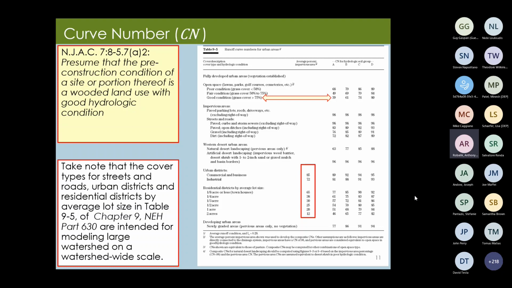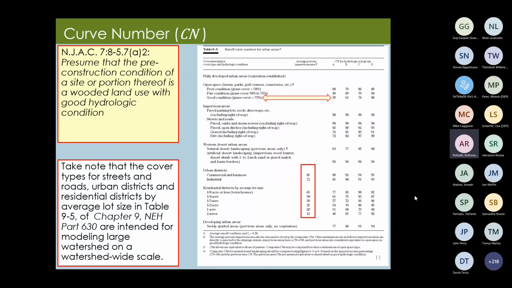Remember that for impervious surface, the curve number is always 98. And lastly, note the cautionary info in the white box on the bottom left of the slide. That means the values in the red box on the table are not what you will typically see in your calculations for a development project.